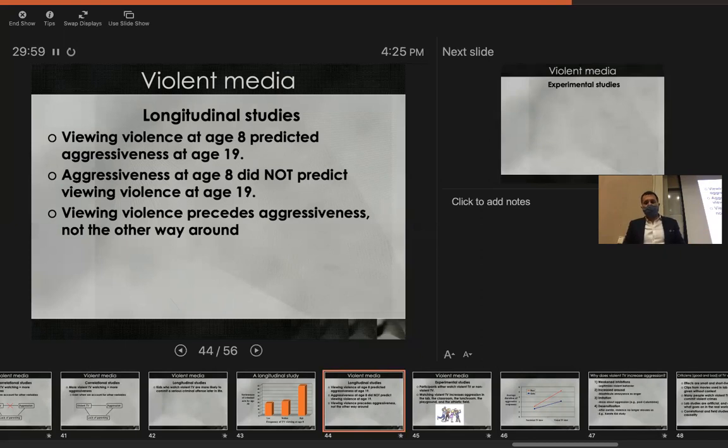So in other words, again, this is not an experiment, so we can't establish causation from the study alone, but what this suggests is that viewing violence comes before behaving violently, which is consistent with the causal link that watching violence might cause these kids to behave aggressively. But of course, in order to establish a causal connection, you have to run an experiment. And there have been many experiments done looking at this topic.